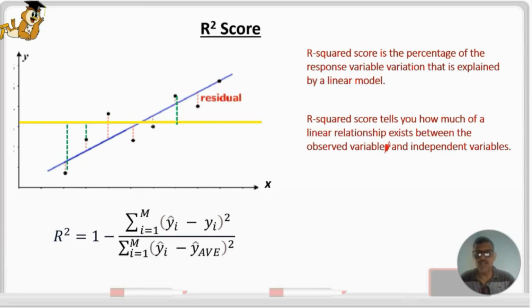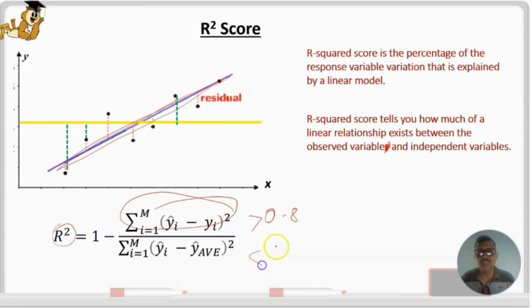And why does it tell you that? Because if a linear relationship indeed exists between the observed variable and the independent variables, your regression would come up with a line or a hyperplane that captures that linear relationship, which would result in a small numerator over here, and therefore the value of R square would be closer to 1. So a high value of R square, and by high value I mean, let's say higher than 0.8, tells you that there is a linear relationship between the observed variables and independent variables.